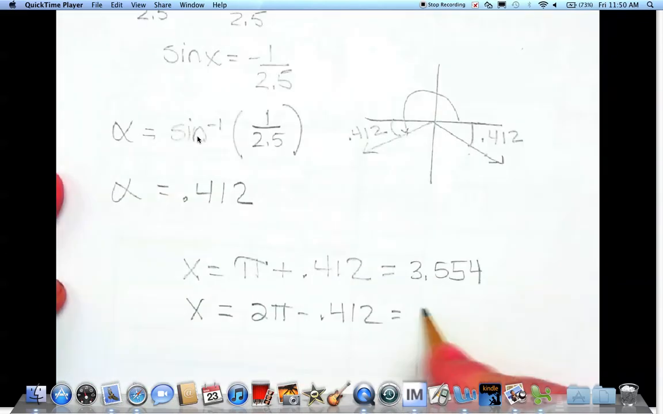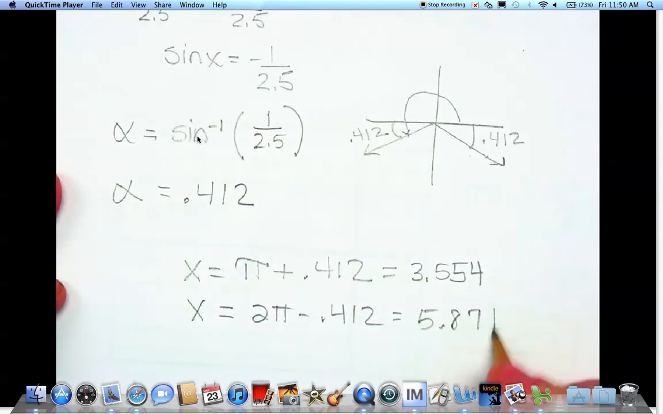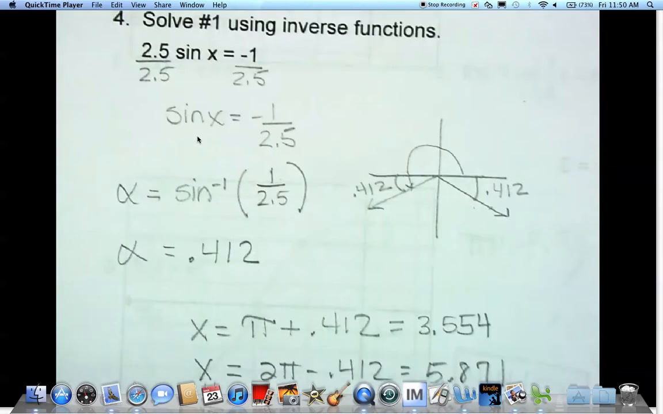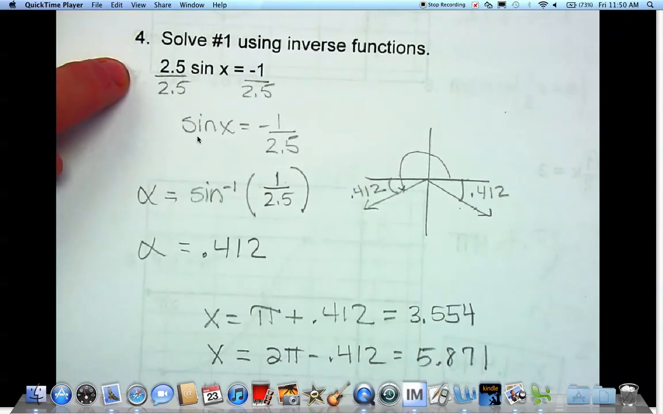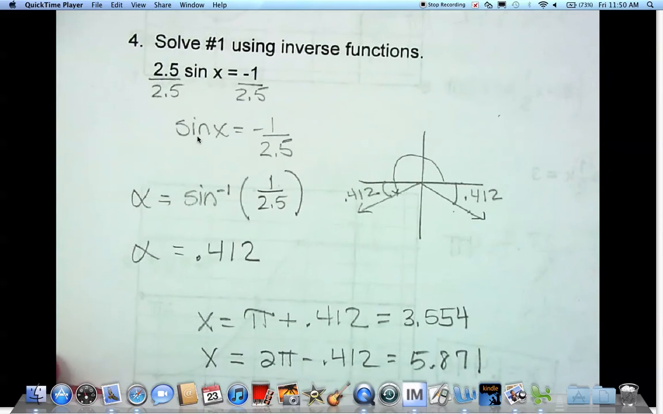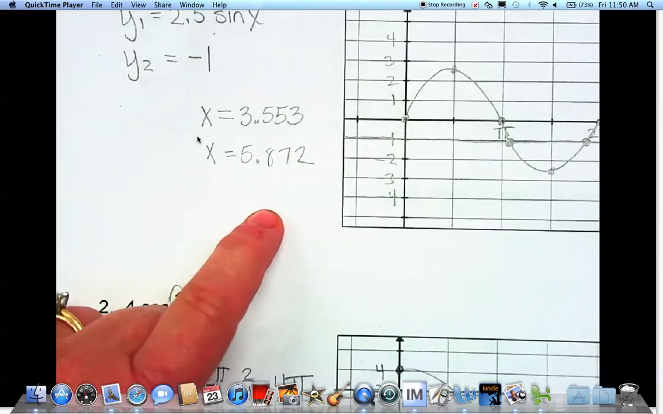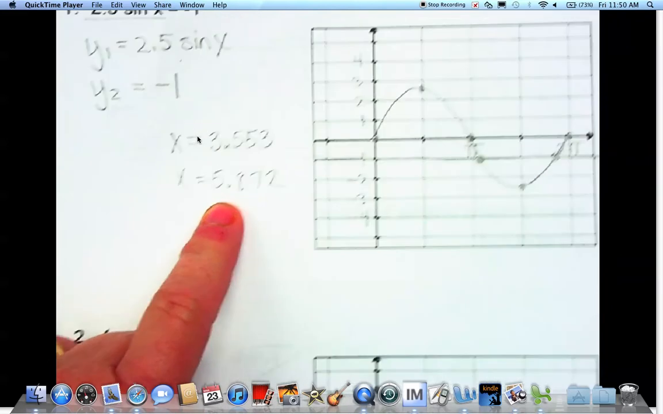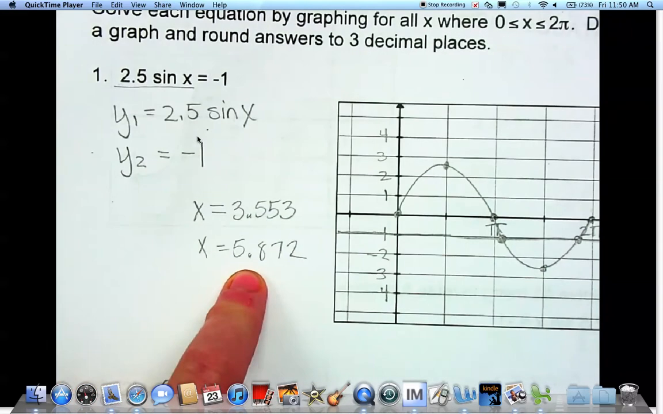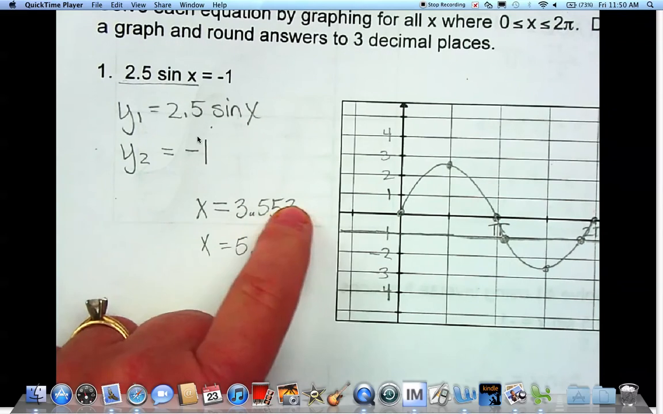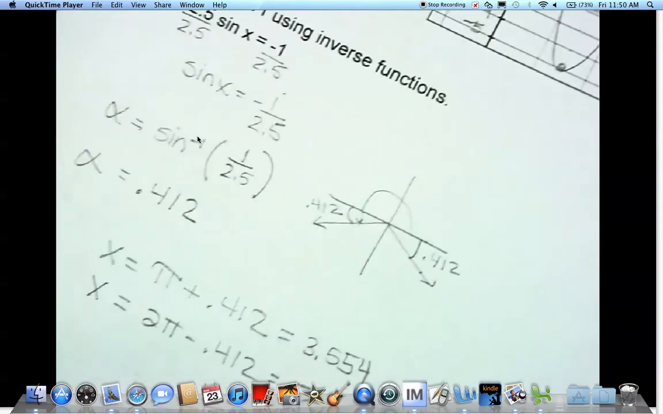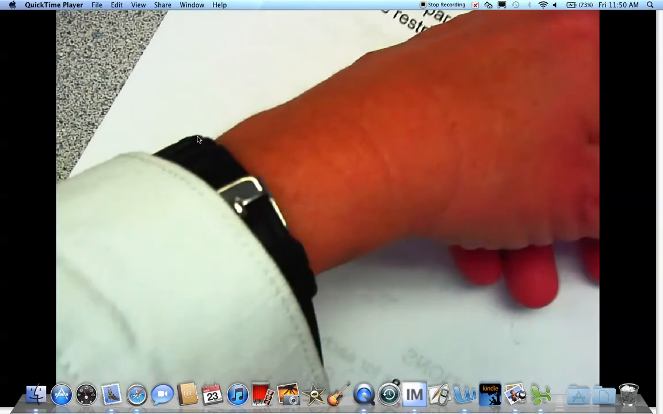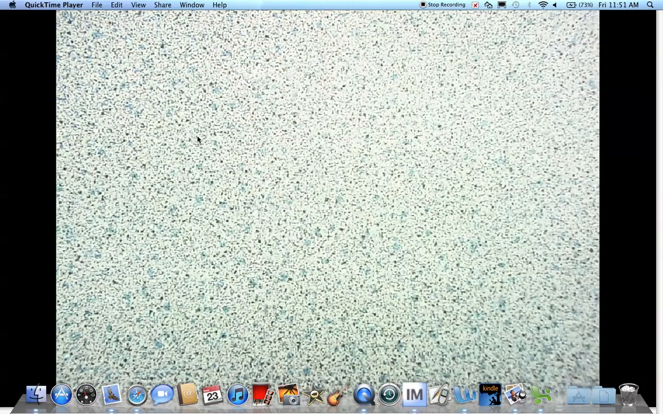Now, if you'll notice, this problem is the same problem as number 1. See if you have the same answers. It's the same answer, a little bit off because we rounded over here. All the rounding that you do makes it a little off. But they're basically the same.